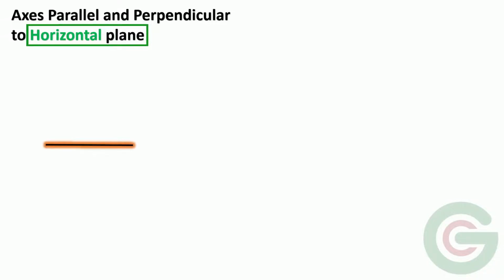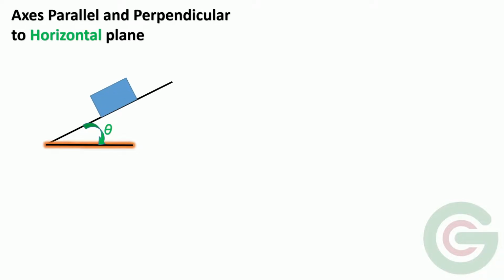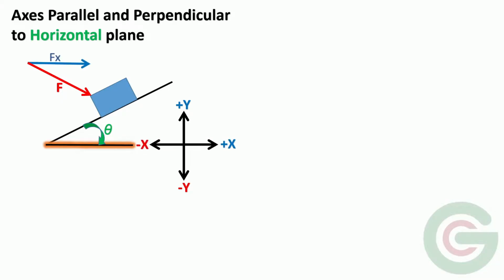This is the horizontal plane. This is the inclined plane. The angle of inclination is theta. Let there be a box on the inclined plane and the force F acting on it. In this case, the x-axis will be parallel and y-axis will be perpendicular to the horizontal plane. The x component Fx is drawn parallel to x-axis and the y component Fy is drawn parallel to y-axis.